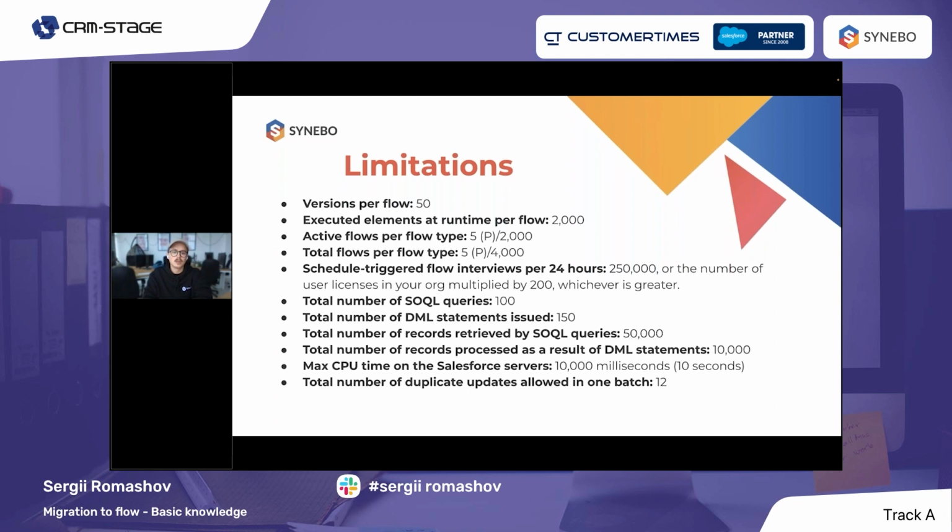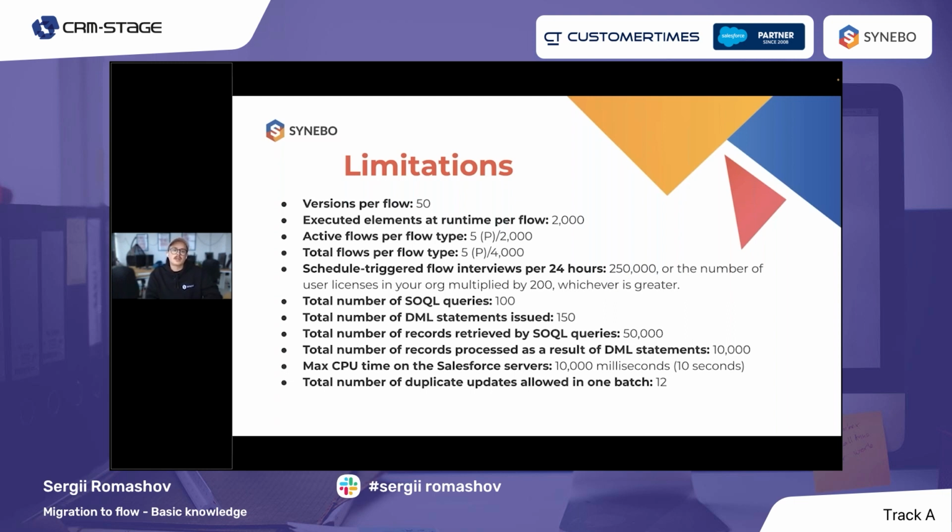The next limit is the total number of records processed as a result of DML statements, and it is 10,000. It means that you can update, create, or edit only 10,000 records at one time. So this is similar to the previous limitation. If you have more, maybe flow is not the correct tool.